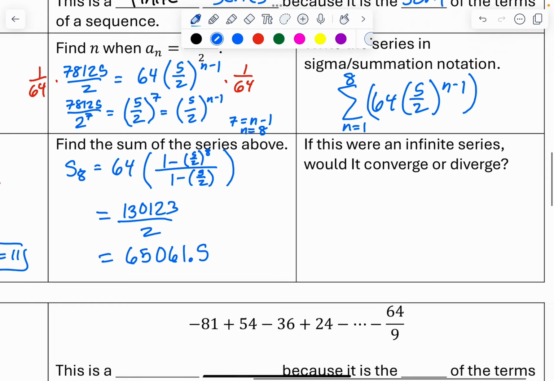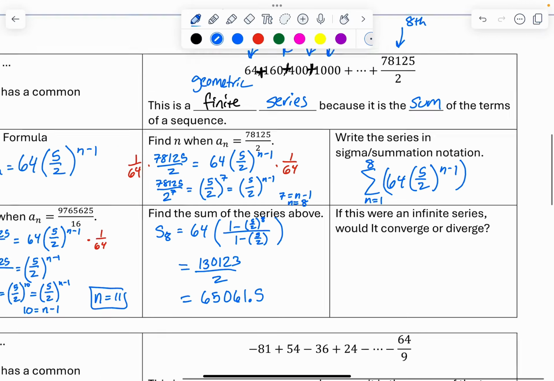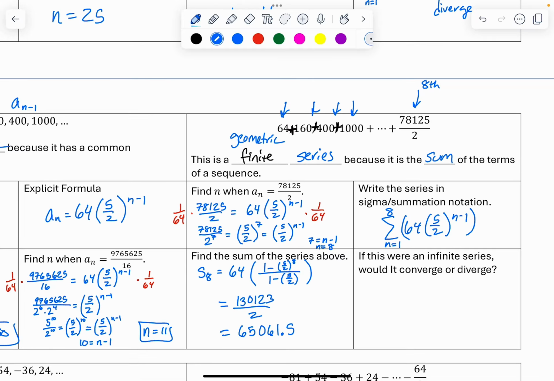Okay, so now on this one, notice my numbers keep getting bigger and bigger. So we found the sum of the first 8 terms. If I found the sum of the first 10 terms, it would be even bigger. If I found the sum of the first 12 terms, it would be even bigger than that. And it would keep getting bigger and bigger. So this series will diverge.